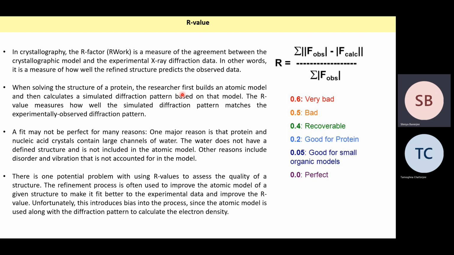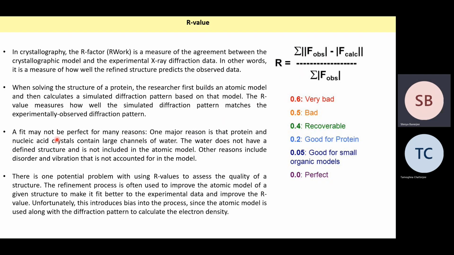So when solving the structure of the protein, you first build an atomic model and then you calculate a diffraction pattern based on that model. Then the R value is calculated, and if it is around 0.2, it is good enough for the protein. But if it is 0.6 or higher, then the structure needs to be refined much more. There can be many reasons for a high R value.